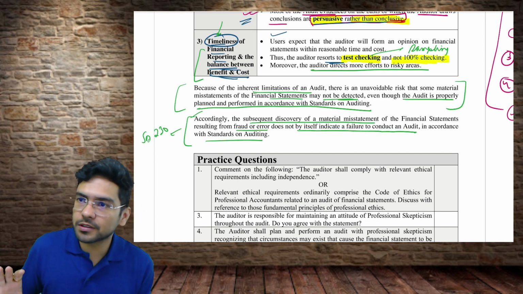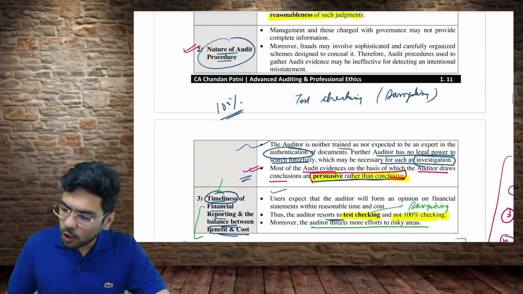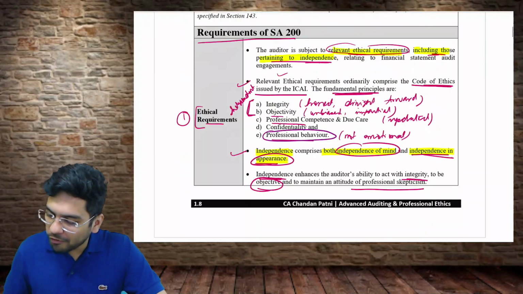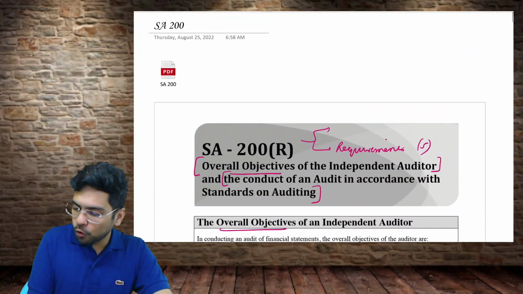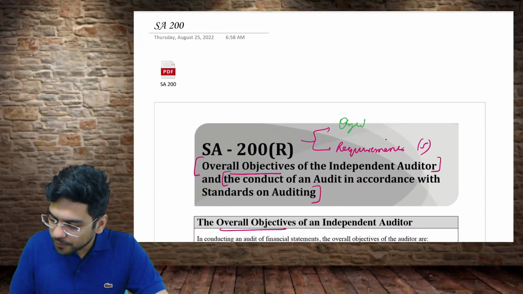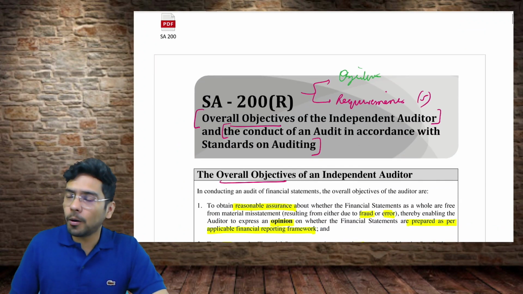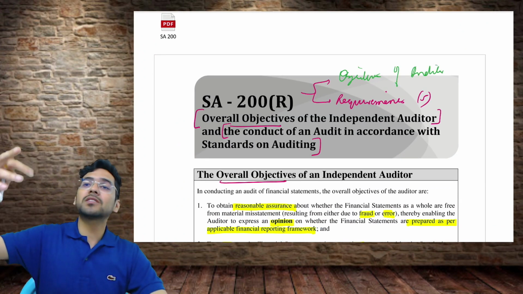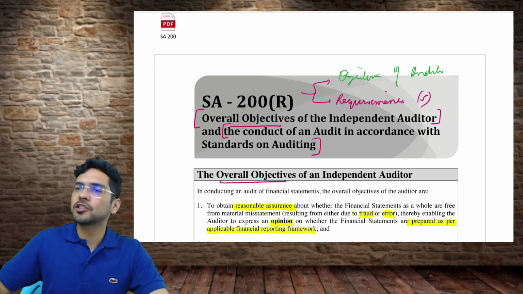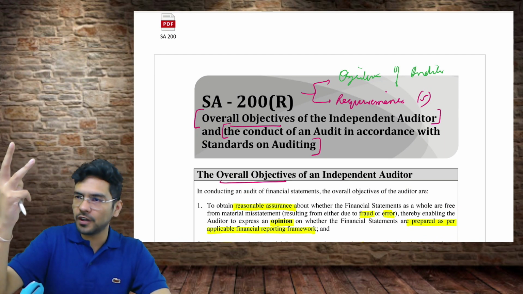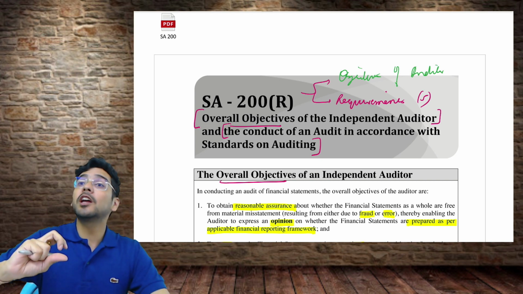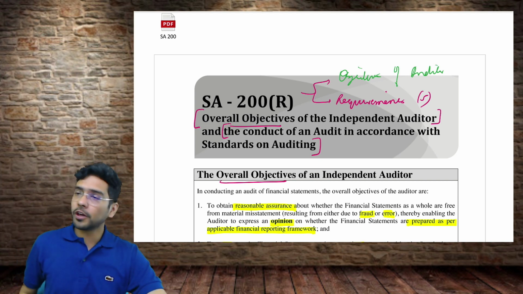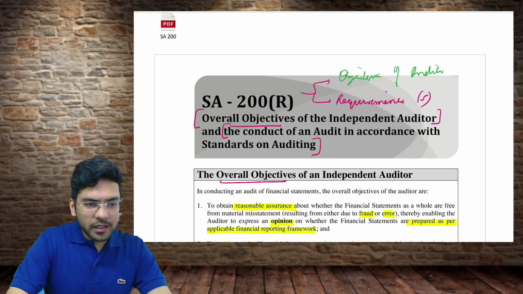Are you okay with this? Fine. So with this, now I can say my standard 200 is over. In all, guys, please understand, you have to cover the objectives of the auditor, the requirements, and what is the third topic that we covered? Inherent limitations of audit. How many inherent limitations do we have? 3: nature of financial reporting, nature of audit procedure, timeliness, and cost benefit analysis. Okay, done. So SA 200 is over.